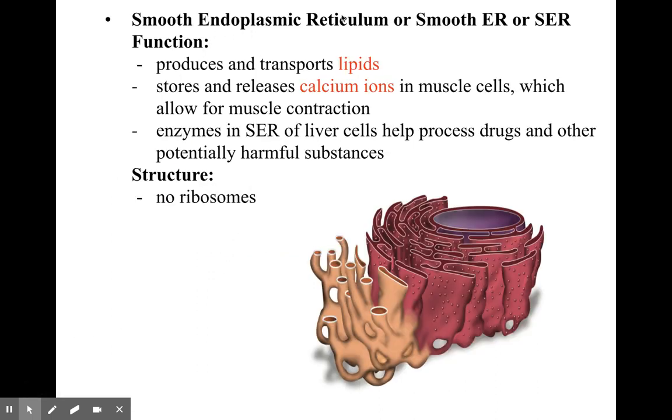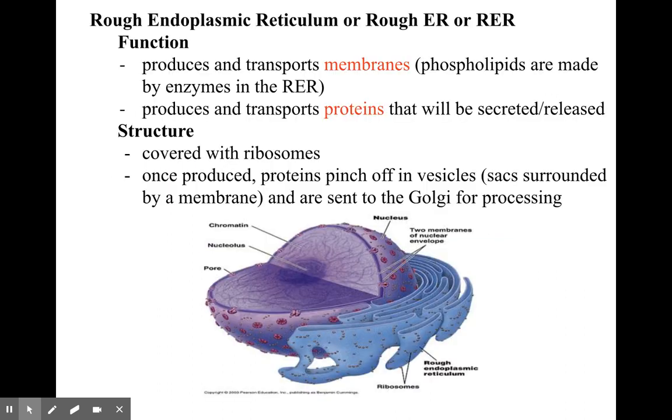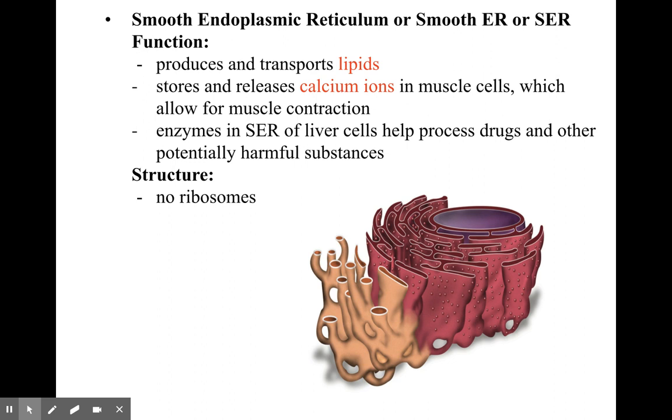Then we also find smooth endoplasmic reticulum, smooth ER, SER, whatever you want to call it. Its job is to make and transport lipids. So wait, back here, membranes, phospholipids. Here, lipids only. So not the membranes, but those other kinds of lipids like oil and wax and other things, right? That we talked about, triglycerides.